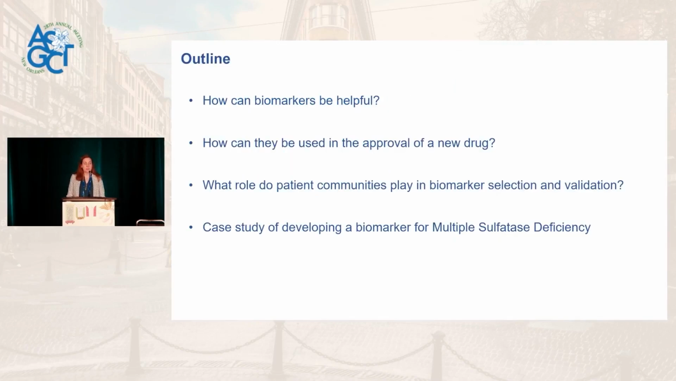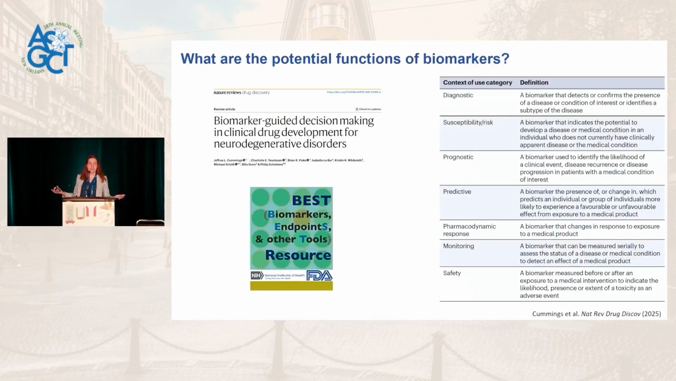So here's an outline for what I'm going to speak about today. Really starting with this first topic of how can biomarkers be helpful, and it was set up in such a beautiful way from our first talk. Some of this will be repeated, but hopefully we'll be building on to think about the specific roles of biomarkers. So starting there, what are the potential functions of biomarkers? This has actually been fairly well defined by the FDA and the NIH, and it was alluded to already, this idea of the BEST resource, which essentially defines the biomarkers, endpoints, and other tools that you can think about in a clinical trial. And I want to speak through some of these different ways that a biomarker can be used and helpful for your trial.